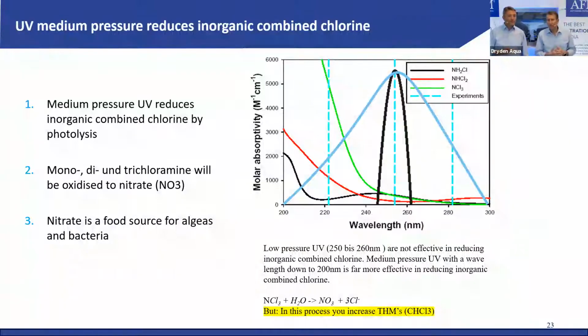Yes, when you oxidize inorganic chloramine, you are producing nitrate, NO3. Nitrate is a food source. It's a fertilizer. So you will most likely see algae growth, bacteria growth in your pool. Here you find the formula. This is from our friend Howard, where the trichloramine with water is converted to nitrate. And the levels can get quite significant. And honestly, do we want this nitrate?